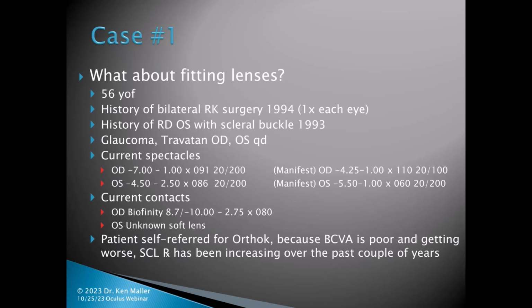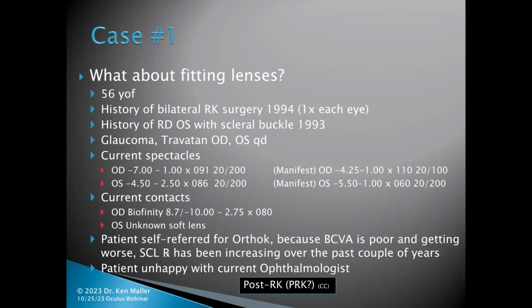For a 56-year-old female, though, the overwhelming question I had immediately is, number one, why is the acuity so bad? And number two, if she had RK surgery, why is she so myopic? I will tell you, at the biomicroscope that day, I didn't see any RK scars. So I was kind of suspicious that this was not an RK, but actually a PRK that she had, and she just didn't really know which surgery she had. She also was very unhappy with the ophthalmologist that was currently taking care of her, and so that's how she ended up coming to see me.